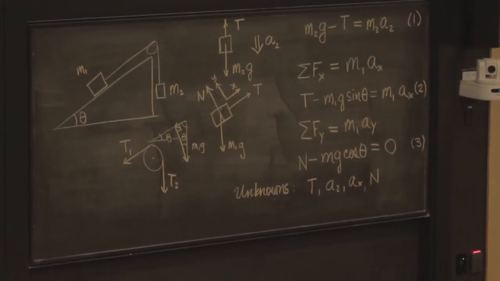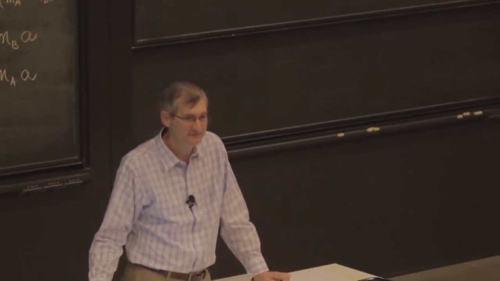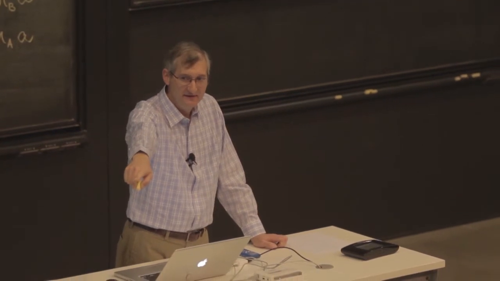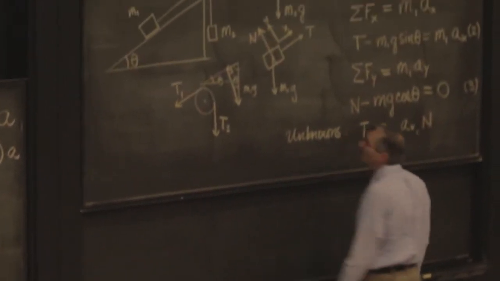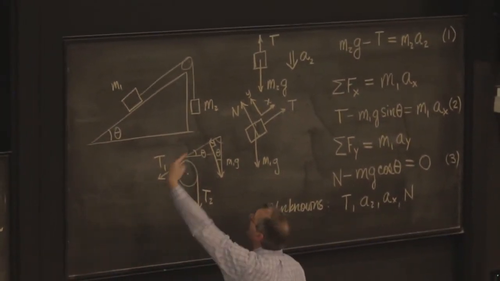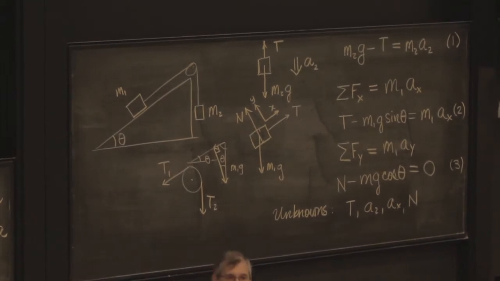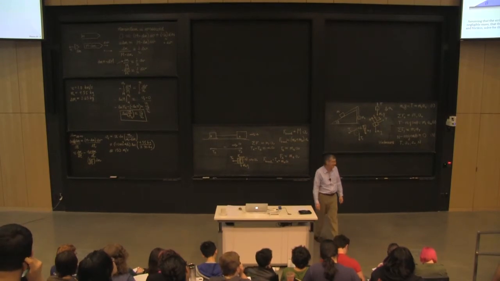So 3 equations, 4 unknowns. How come I'm still confused? Say again? Okay, if the string doesn't stretch, then the magnitude of the acceleration of mass m1 up has to be equal to the magnitude of the acceleration of m2 down, and vice versa. They can go either way.